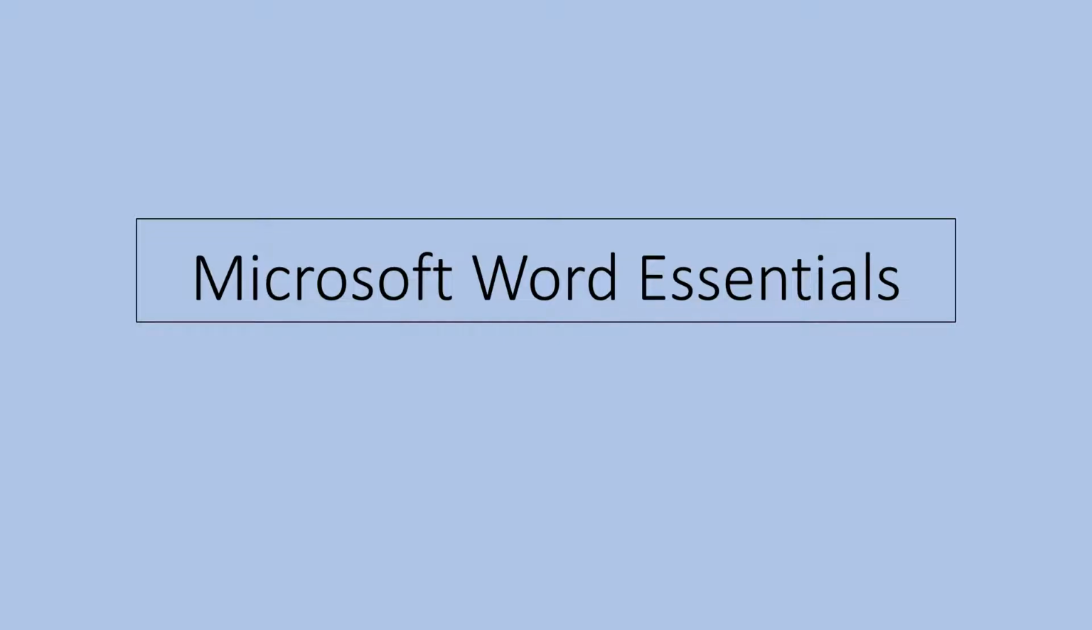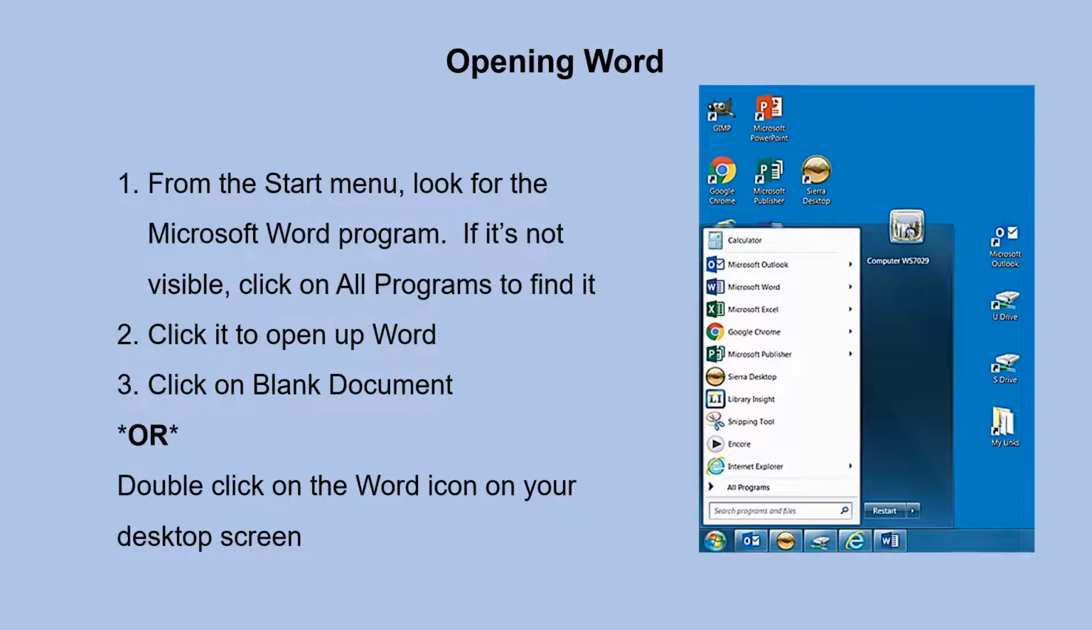Program will help you get familiar with some of the essential features of Microsoft Word. To begin, when you're opening Word, you will click on the Start menu on the bottom left hand of your screen and look for the Microsoft Word program. If it's not visible, click on All Programs to find it. Then click on Open Up Word and click on a blank document to begin. Or you can double click on the Word icon if it's on your desktop screen and it will open Word.